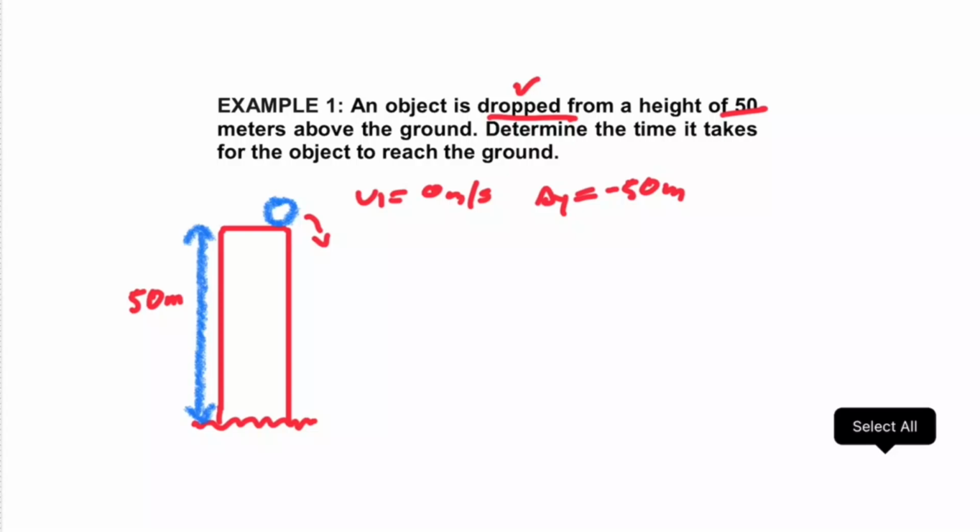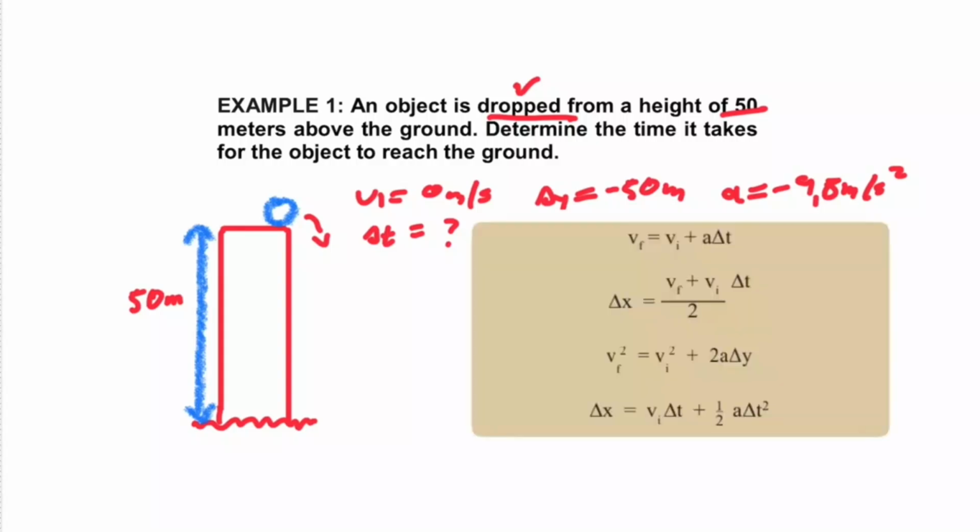So I have Vi, I have delta y. Another variable I have is the acceleration. The acceleration is always 9.8 meters per second squared downwards. As I'm taking up as positive, then my acceleration will have a minus sign to show that it is going in the opposite direction: minus 9.8 meters per second squared. What am I looking for? I'm looking for the time it takes to reach the ground. So these are the four variables I have. Which equation can I use when I have these four variables?